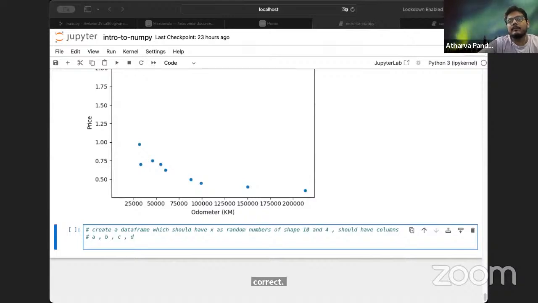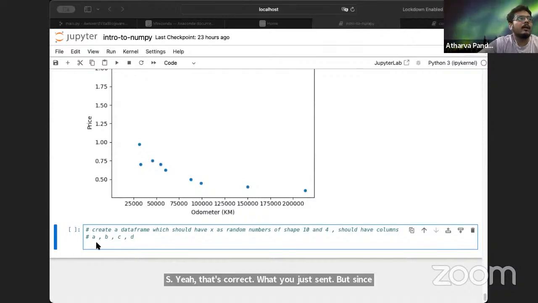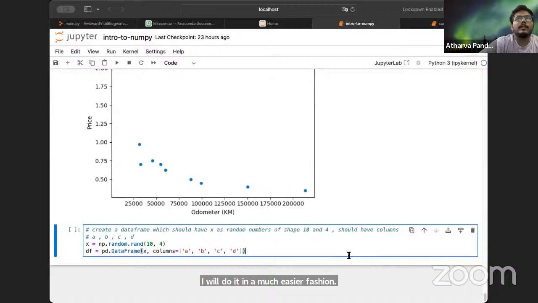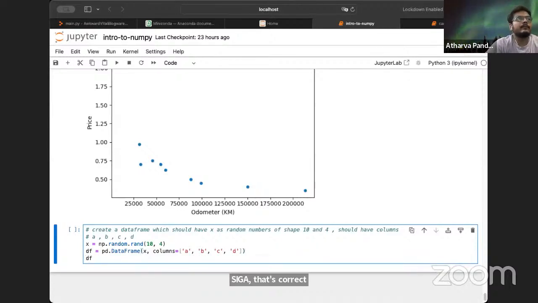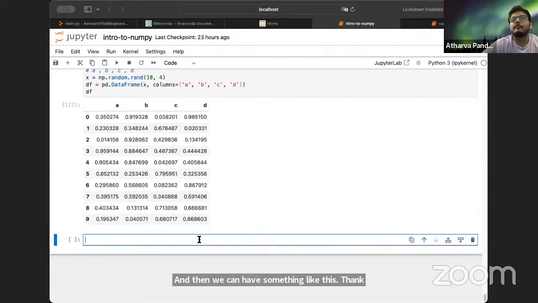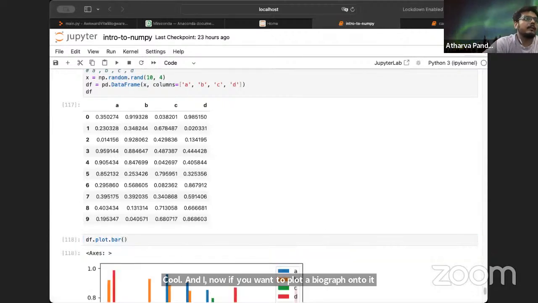But since we are using Jupyter, I will do it in a much easier fashion. Okay. So yeah, Siva, that's correct. And then we can have something like this. Right. A, B, C, D. Cool. Right. Now, if you want to plot a bar graph onto it, we can just say plot bar there.